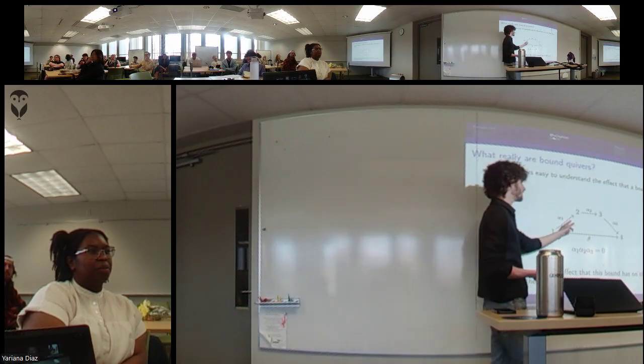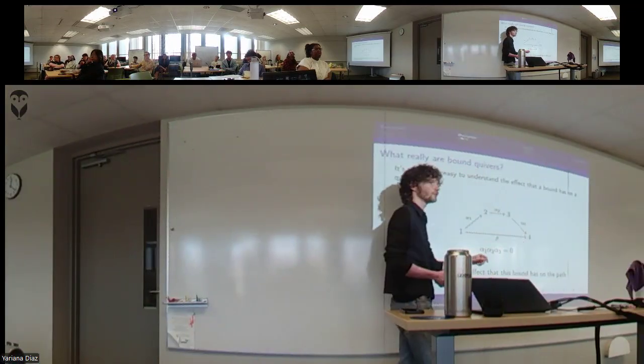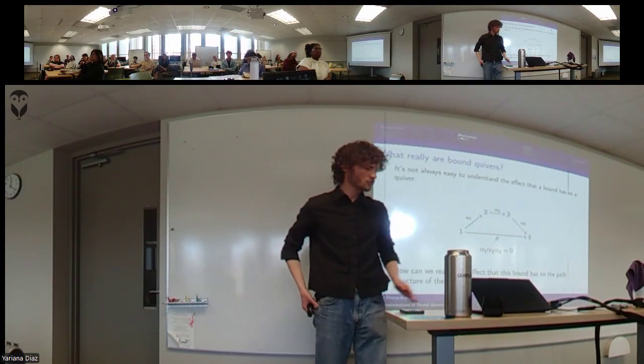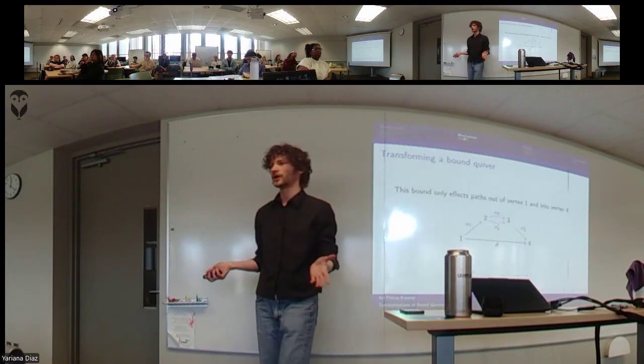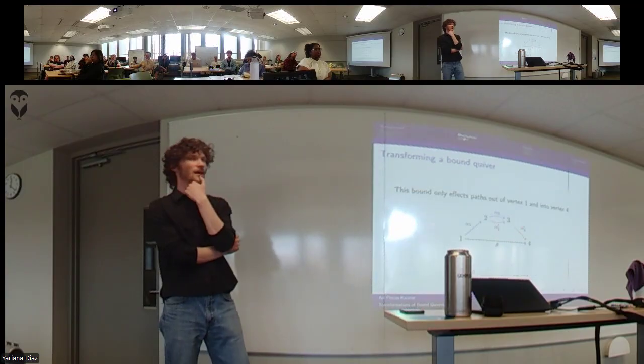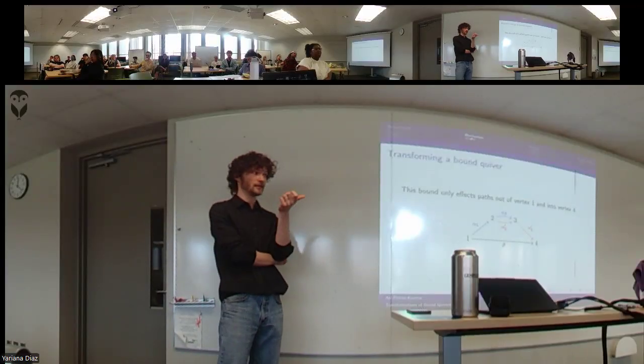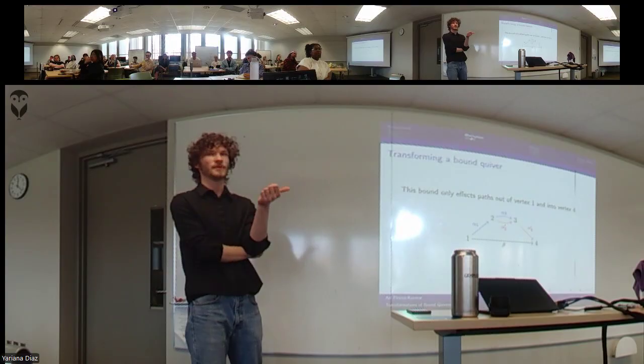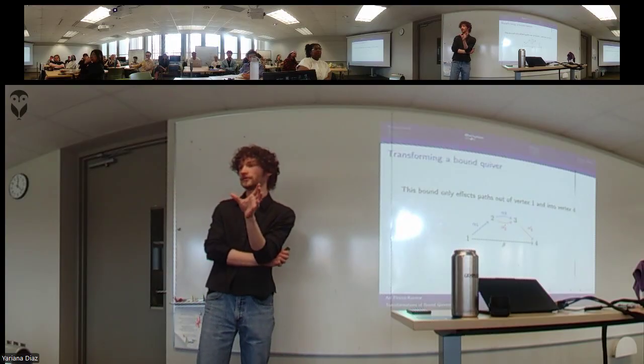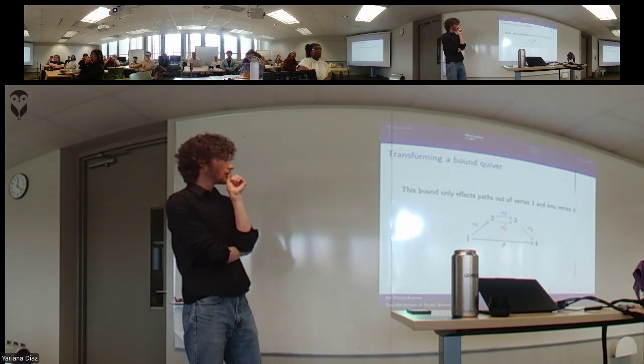So we're going to get rid of this top path over here that goes from vertex 1 to vertex 4. So what does this really do for us? Well, you'll notice that that path was in some sense maximal. It's not contained properly in any other path in this quiver. And so when we enforce this bound, we're really only removing that one path. Nothing else gets set to 0.